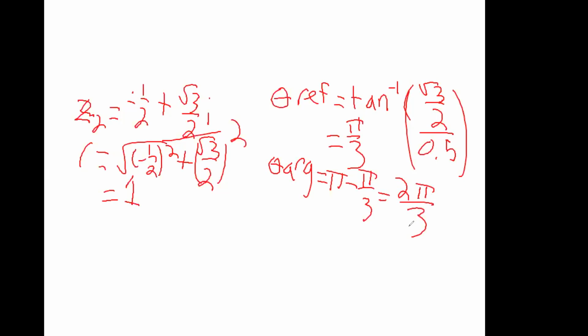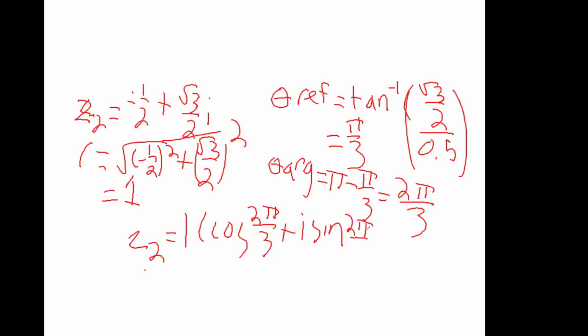And then converting that, you have 1 for your r value. So in polar form, you have 1, and then cosine 2 pi over 3 plus i sine 2 pi over 3. And that's your final answer for Z2 in polar form. Wonderful. And also in the final form, you could also just write it as cis 2 pi over 3. But yes, that would also be counted as right. All right, next.